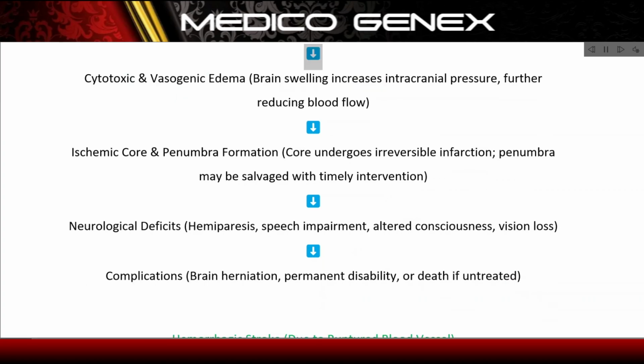Down arrow. Cytotoxic and vasogenic edema, brain swelling increases intracranial pressure, further reducing blood flow. Down arrow. Ischemic core and penumbra formation, core undergoes irreversible infarction, penumbra may be salvaged with timely intervention. Down arrow. Neurological deficits, hemiparesis, speech impairment, altered consciousness, vision loss. Down arrow. Complications, brain herniation, permanent disability, or death if untreated.